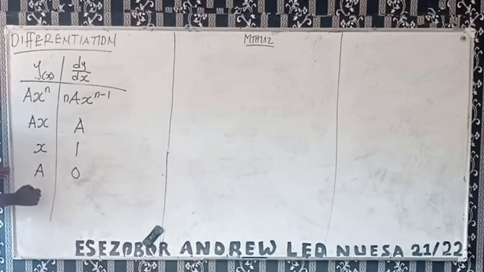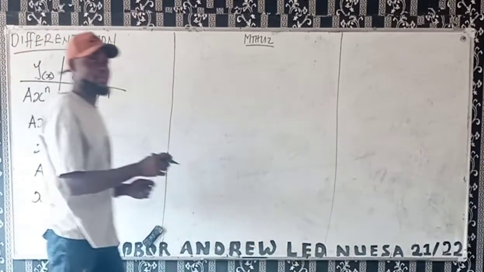So, what about if I have x raised to power n? Still the same thing. Follow this. We have n times x raised to power n minus 1. Take note of this.